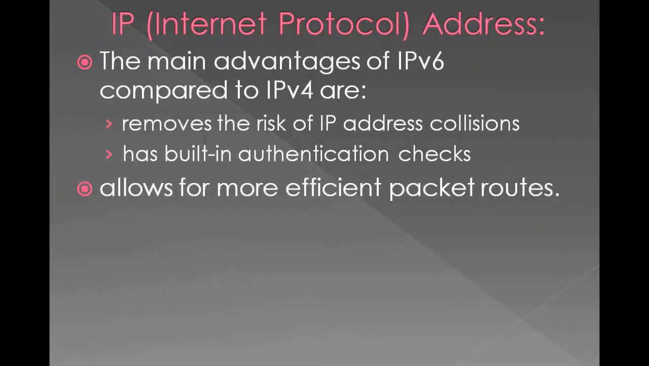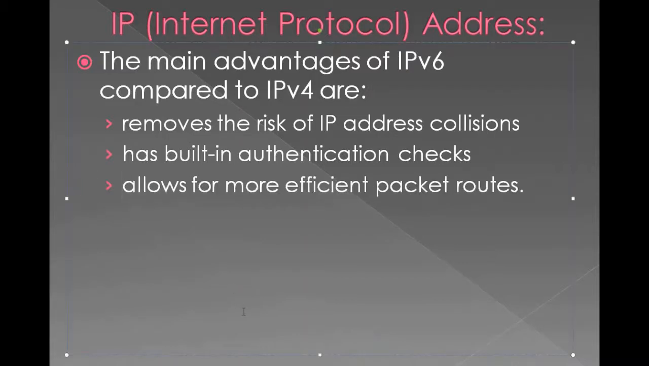The main advantages of IP version 6 are that it removes the risk of IP address collisions, meaning no two devices would have the probability of having the same IP address. It has built-in authentication checks, so it is more secure, and it allows for more efficient packet routes. Means when a network is using IP version 6, packets are sent more efficiently.